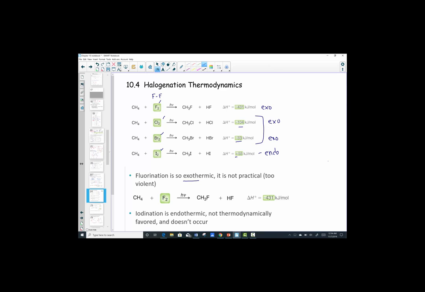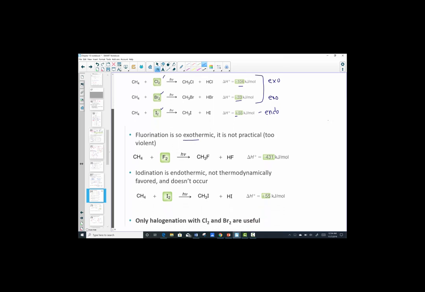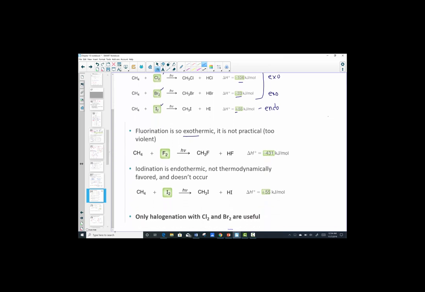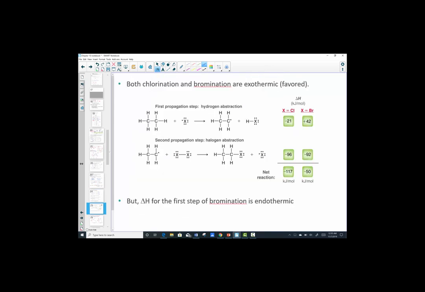So let's take a look then at what that means in terms of reactions. We can see that fluorine is too violent. We see that iodine is too sluggish, and therefore we conclude that the only useful halogens for a radical mechanism are chlorine and bromine. But let's compare their thermodynamics and understand that they really react very differently in terms of selectivity. Both chlorination and bromination are exothermic. That means both will occur. They're favored exothermically, releasing energy.